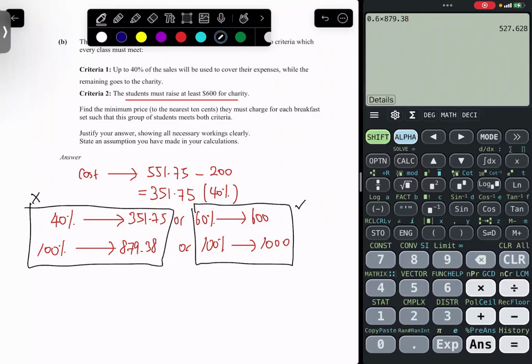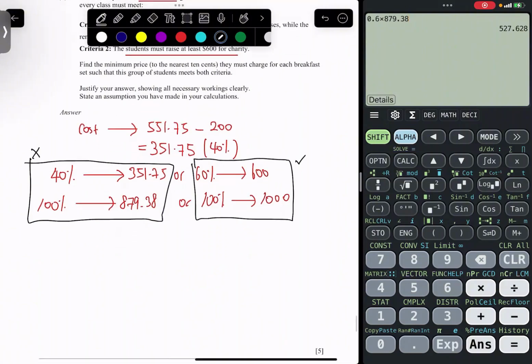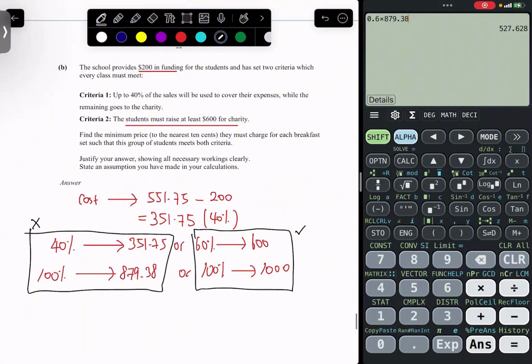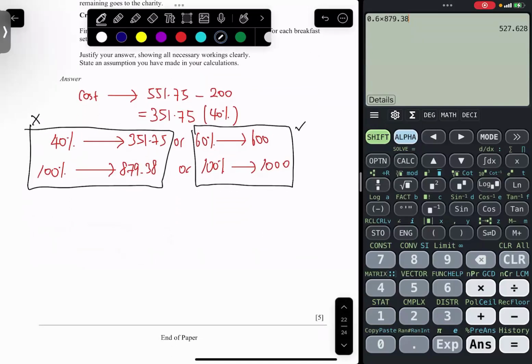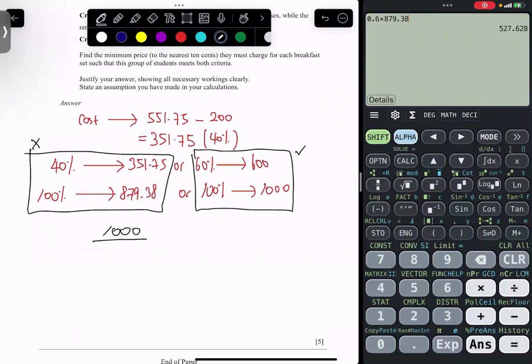Just state an assumption you have made in your calculation. Okay, so let's see. If I were to sell it at $1,000, so $1,000 sell 300 cents. That means 1,000 divided by 300 means we can sell at $3.33, aka $3.40.